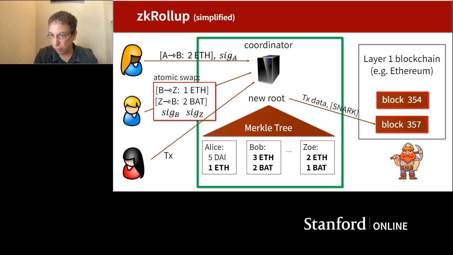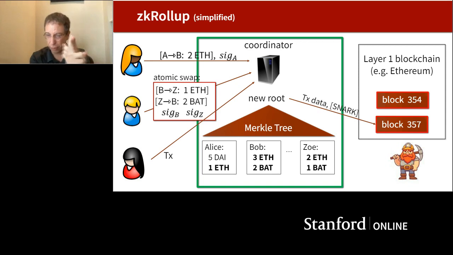The layer 1 blockchain can verify that the transition is valid simply by checking this very short proof. And the amazing thing, this really is mind-blowing, is that you can verify that the transition is correct, even though there are thousands of transactions in this transition, simply by verifying a very simple SNARK proof. That takes constant work, so very little work for the miners to verify the transition is correct.